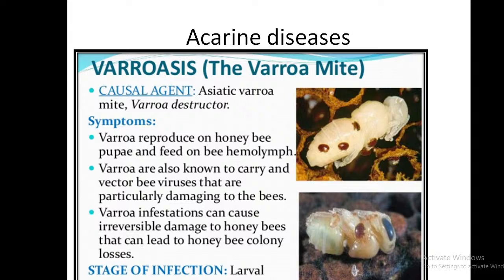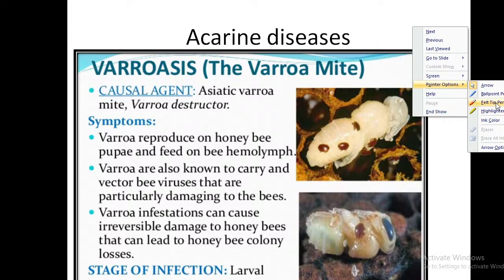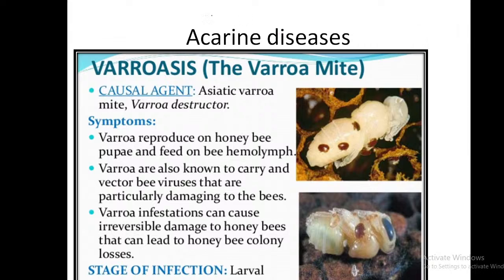In the tropical region, one common example is varroosis, which is caused by the varroa mite. Varroosis is a disease caused by the varroa mite, and the name of the species is Varroa destructor. There are many species of mites.